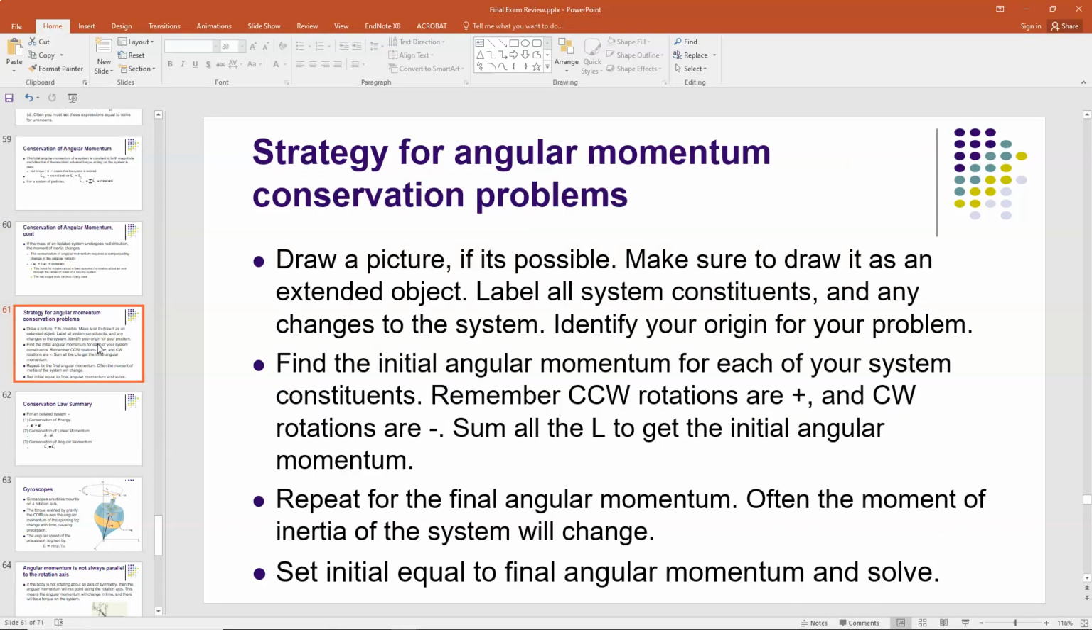So make sure for your angular momentum conservation problems to draw a picture if it's possible. Draw it as an extended object. Label all the constituents and any changes to the system. Identify your origin in the picture. Then find the initial angular momentum for each of your system constituents, right? Like the kid in the merry-go-round. You had an angular momentum for the kid and an angular momentum for the merry-go-round. You had to sum those up to get your initial angular momentum. Remember, clockwise rotations are negative, counterclockwise are positive. Sum them all, get your initial angular momentum. Repeat that for your final angular momentum. Remember that sometimes you won't know one of the things, and so you'll have to leave that as a variable, and then you'll solve for that variable, okay?